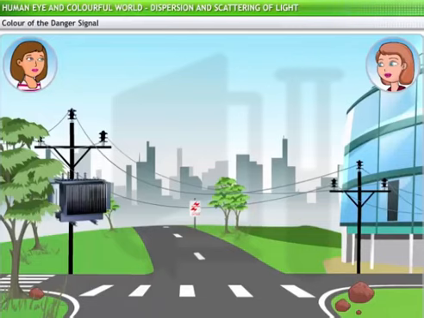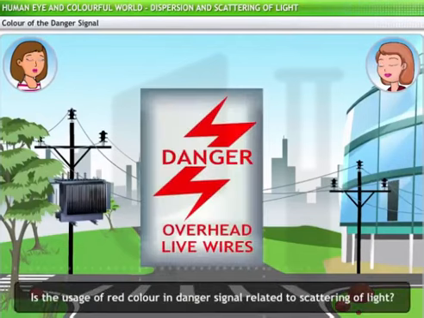Can you recall any application which you can relate to the scattering of light? I think I have heard about the red color used in danger signals, but I don't know whether it relates to the scattering of light.